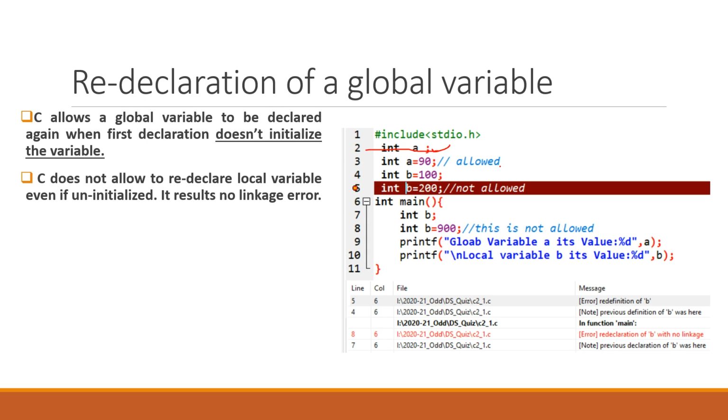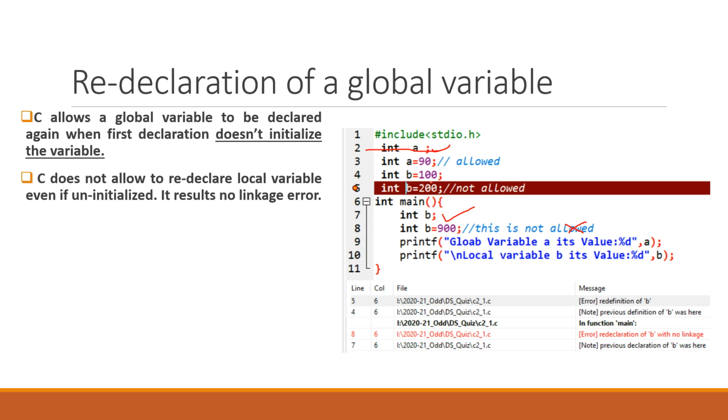This is allowed, but this is not possible for a local variable. Here, b is a local variable. You are trying to redeclare it with the initial value 900, but this is not allowed. Compiler says that b is already defined. You will get a linkage error.